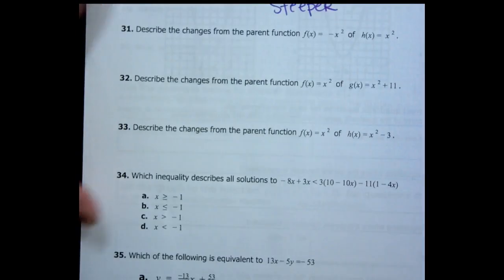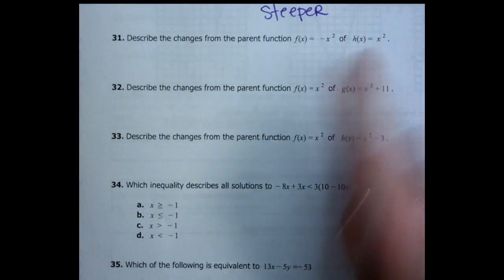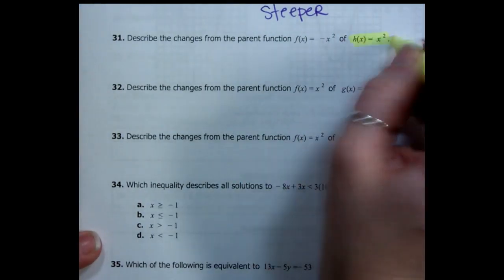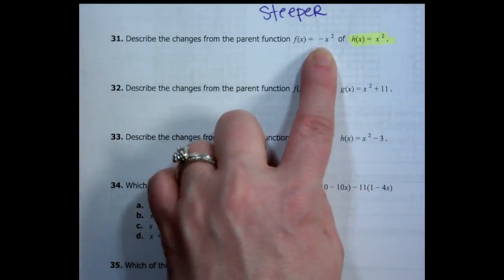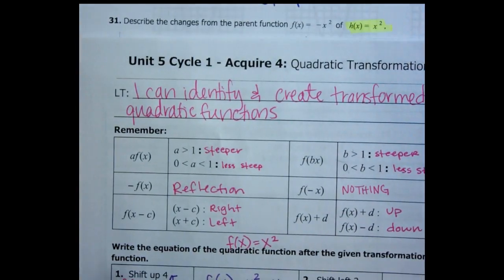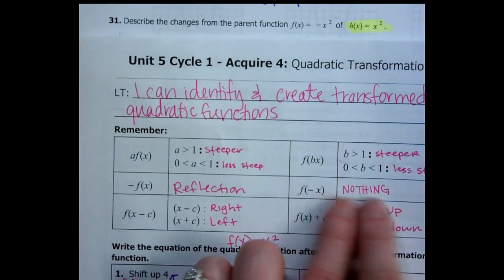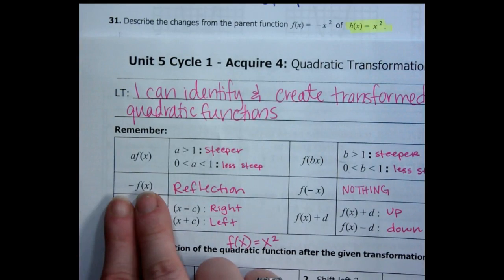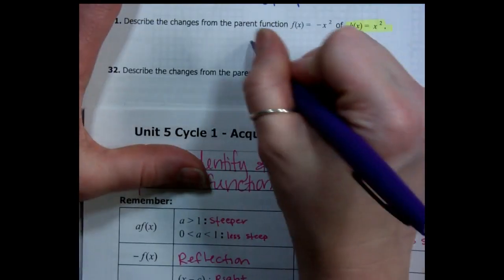31. All right, describe the changes from the parent function. They kind of wrote these out of order. This is actually the parent function, and this is the new function, negative x squared. A lot of you guys have this one memorized by now. But if you do not, it's a negative out in front. Now remember, if it's a negative inside of parentheses, nothing's going to happen. But this is a negative out in front. It is a reflection. And there are no numbers. There's nothing else. So it's not going to get steeper or less steep.